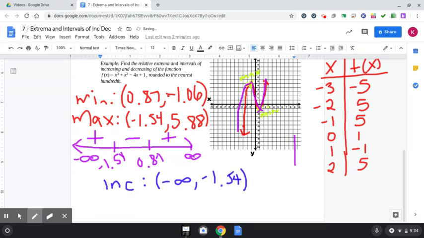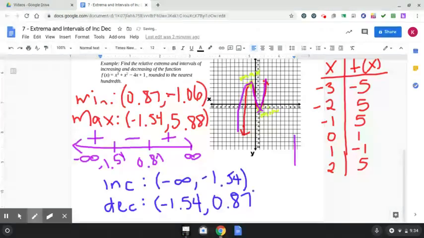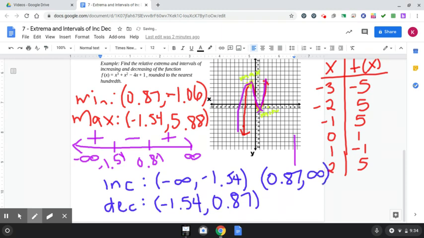Then at your max, negative 1.54, you start to decrease. And you keep decreasing until you hit the minimum, until you hit the next turning point, when x equals 0.87. Then at 0.87, you start to increase again. And you keep increasing until positive infinity. Okay? Just like how with the domain and range, when we had more than one interval, we put a union symbol in the middle. You're going to do the same thing here. Okay? And that is your interval for increasing and decreasing.